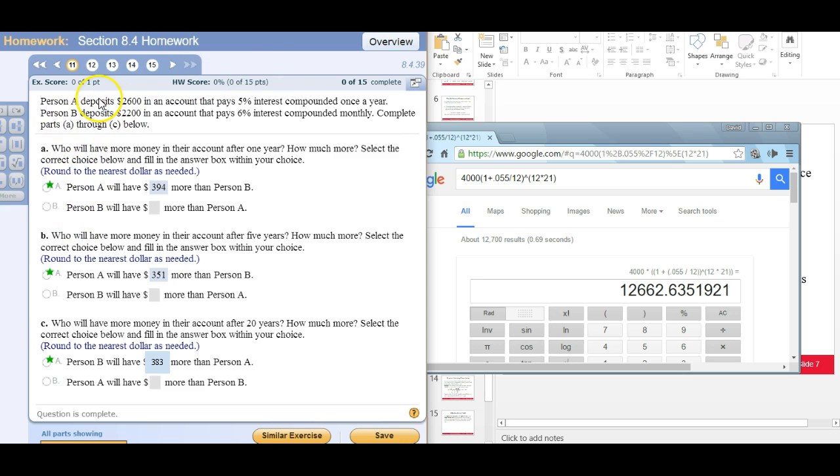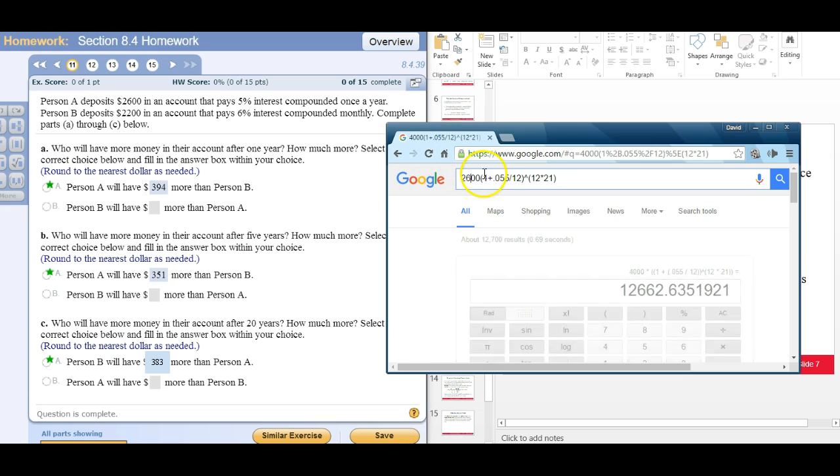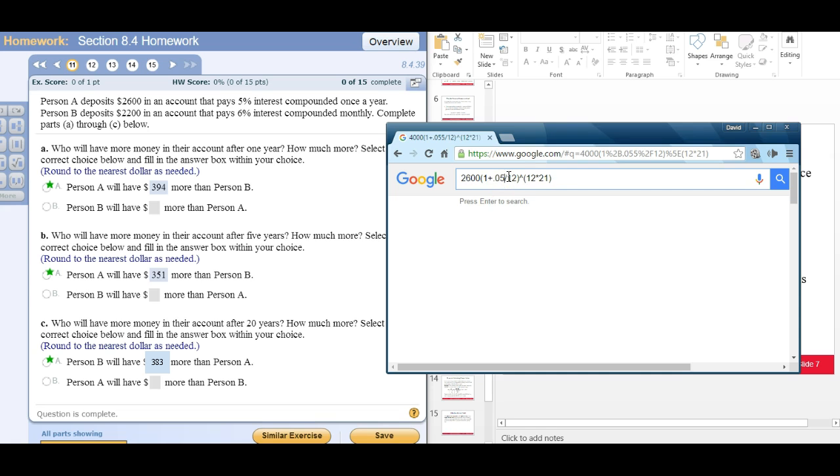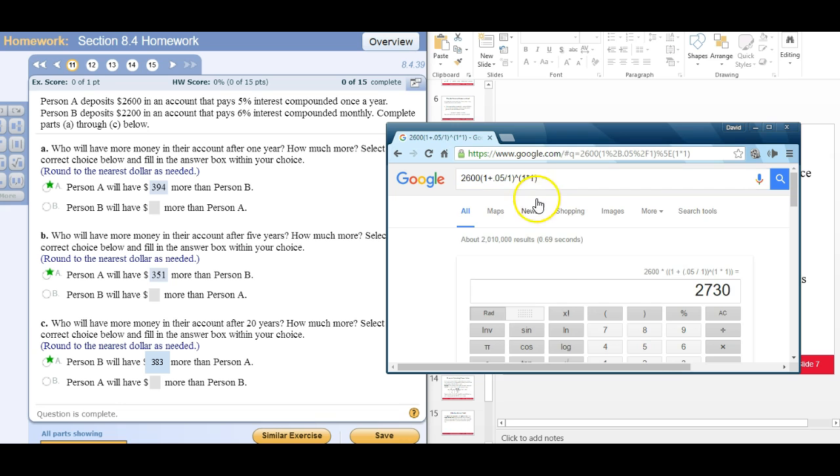Alright, same thing. Person A, $2,600, 5% compounded once a year. This one's compounded monthly, so we just plug in the two values. So 2,600, 5%, so take away that. Compounded once a year, so take away the 12s. After 1 year, this will be 1, N times T. So there's how much person 1 will have, the 2,600. Okay.